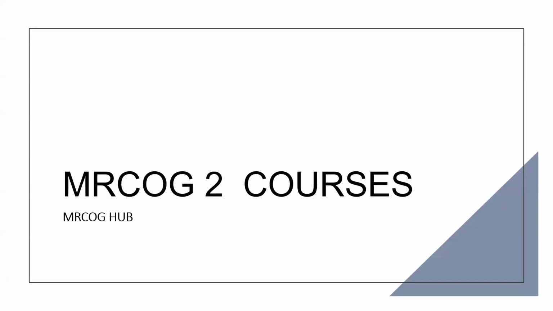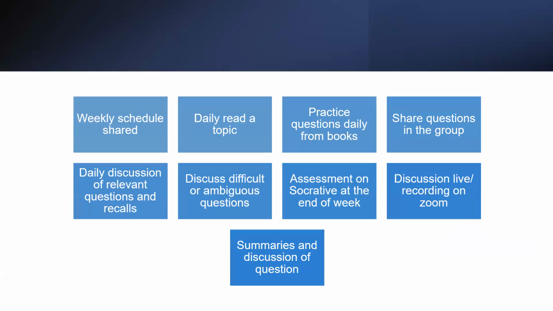The different courses which are offered by MRCOG Hub include a weekly schedule of topics which we are going to study. We have a daily read of a topic and practice questions related to that topic from a question book. Then we will share questions in the group from different books, or even I'll share some questions from past papers as well. Then we will discuss those questions in the group, including difficult or ambiguous questions. At the end of the week, there will be an assessment on Socrative. Socrative is an app, it's very easy to use. And then there will be a discussion which will be live or a recording on Zoom.